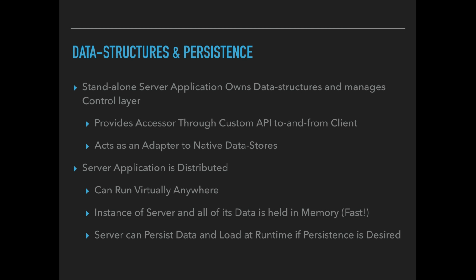When designing our application, we decided against a typical database. Instead, we wrote this standalone server application which manages its own data structures, and we wrote a control layer for the middle, more so an accessor and mutator, so to speak, which is provided access through our custom API to and from the client. This allows us to abstract all of the data in our data stores from the user and also from the server itself.